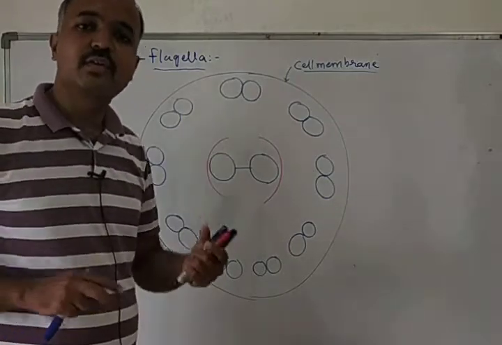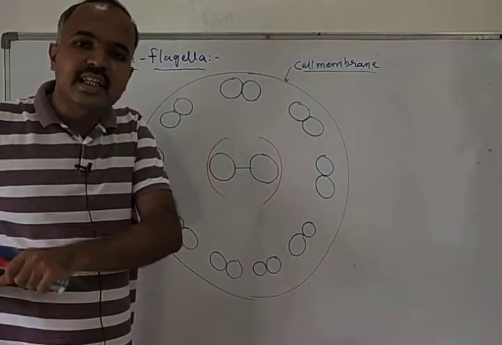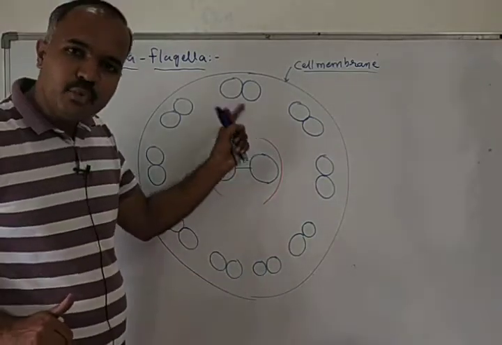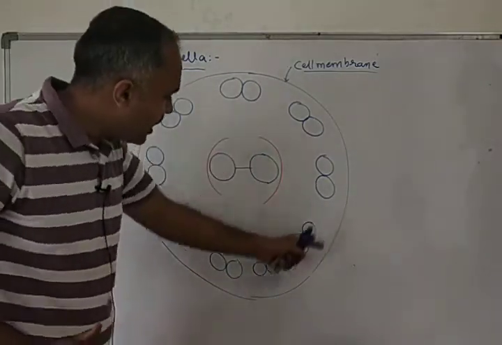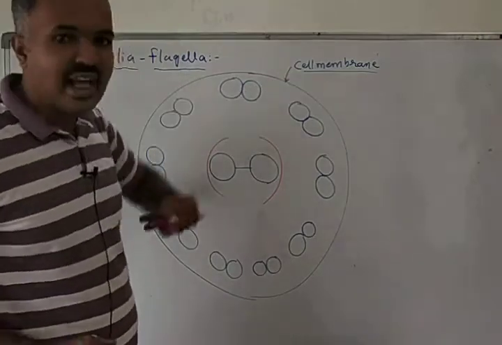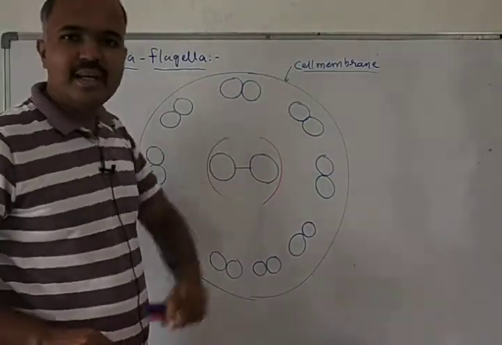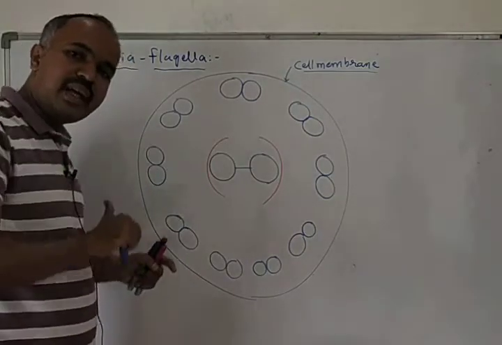The first point which we said was that cilia and flagella are covered by cell membrane. That point is proven here, as this figure has the outermost part called cell membrane, because this is the cross section of cilia and flagella. So the first point has been proved.